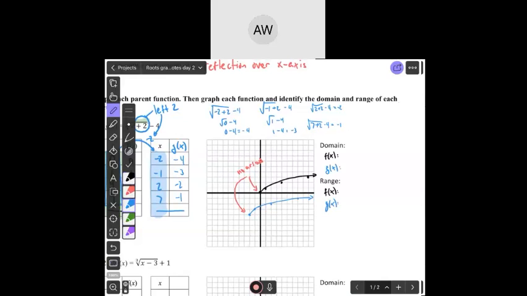Okay. Domain is my x values, my leftmost to my rightmost. My leftmost x value here is 0. My rightmost is infinity. So from 0 to infinity. My range is my y values, the lowest value I have to the highest value I have. 0 is my lowest value. The highest value I have is infinity because it goes up forever, very slowly.